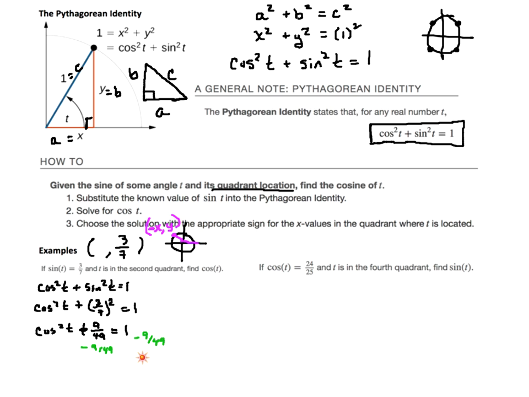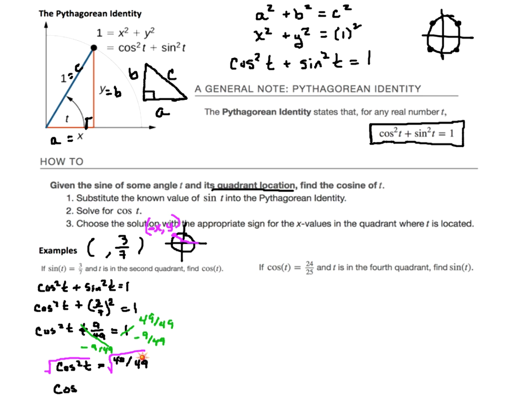And since I have 1 minus 9/49, I need to turn that 1 into 49ths as well. Well, 1 is the same thing as 49/49. So I've got 49/49 minus 9/49 on that right-hand side. So I end up with cosine squared of the central angle t is equal to, well, 49 minus 9 is 40. And now I need to take the square root of both sides to solve for the cosine because it's squared there.